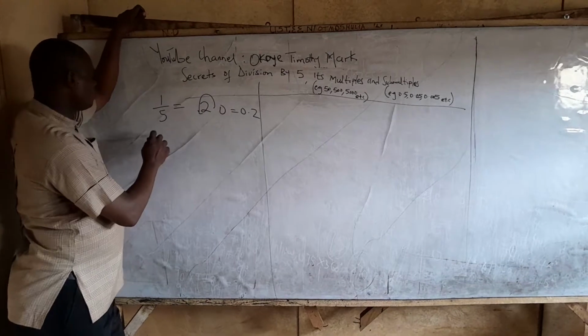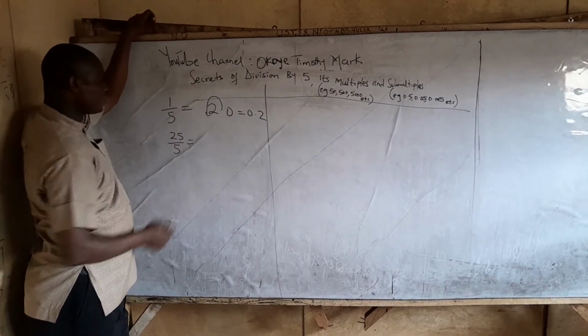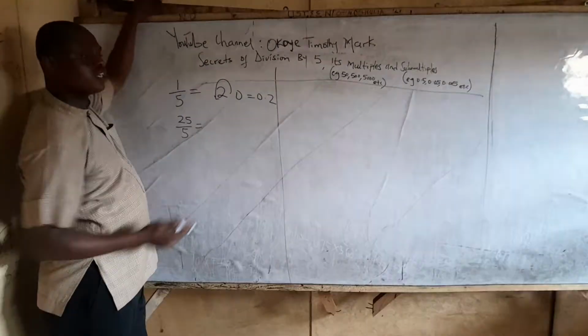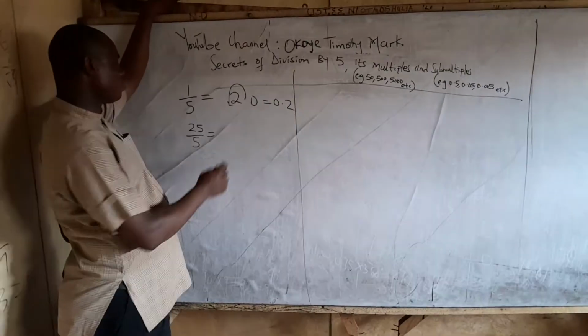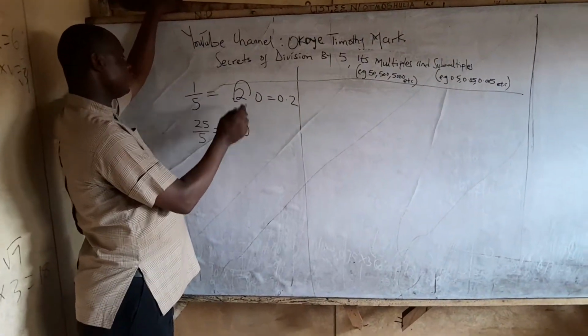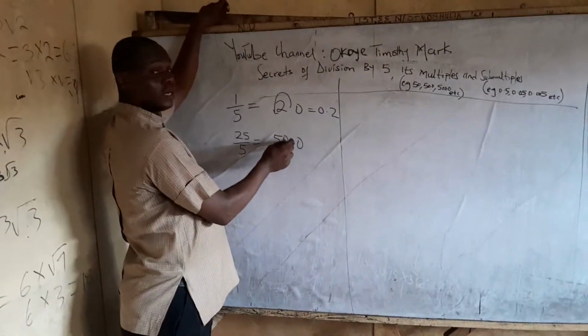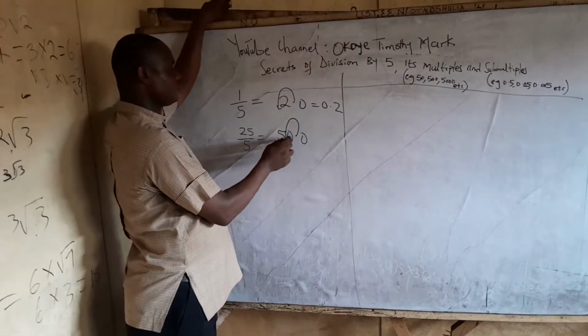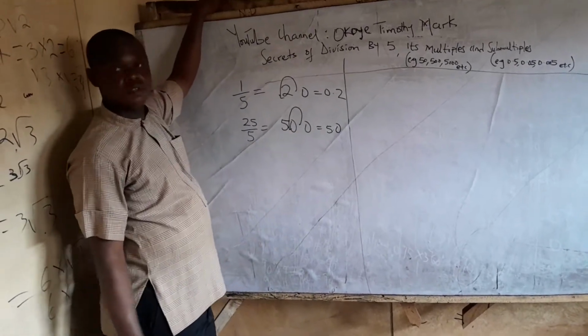If I divide 25 by 5, this is what you have always say. You always say 5. But let me tell you the secret. I'll simply double 25. That becomes 50. And 50 is same as 50.0. So I will shift the decimal place one step backward. That becomes 5.0. Hence 25 over 5 is 5.0.